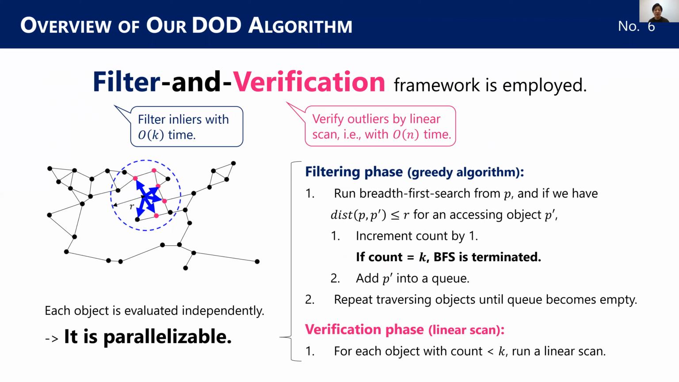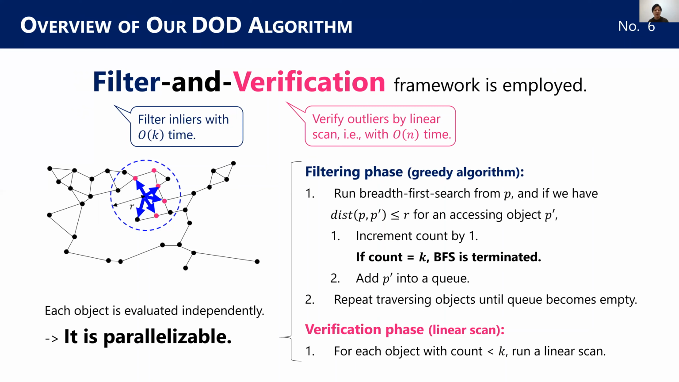This slide introduces an overview of our DoD algorithm. It is based on filter and verification framework and can employ any proximity graph. In the filtering phase, we run best first search, BFS, from an object P. If it accesses k objects that satisfy the distance threshold, it is an inlier, so we can stop the BFS. We do this for each object. From the left figure, we can see that this algorithm efficiently filters inliers.